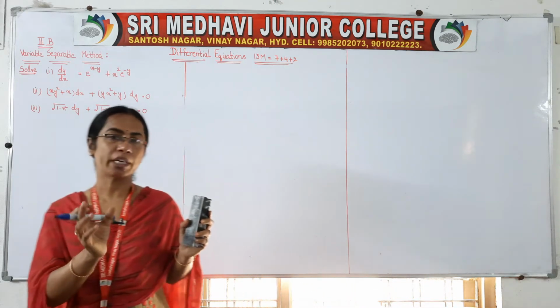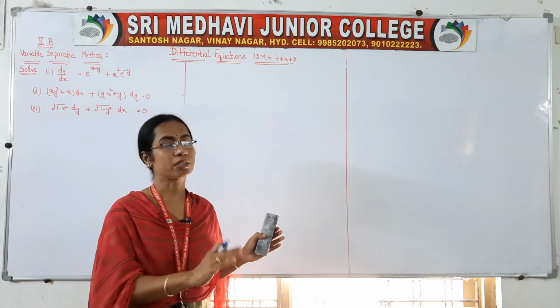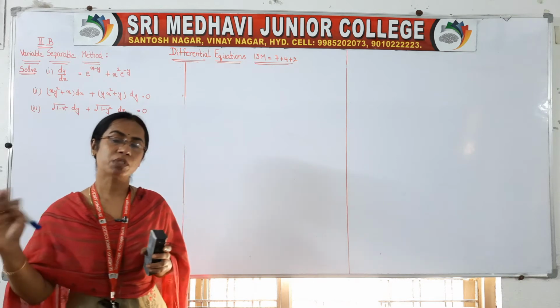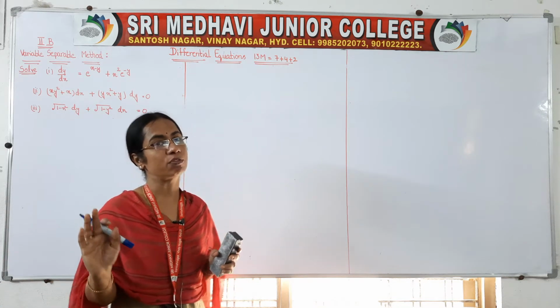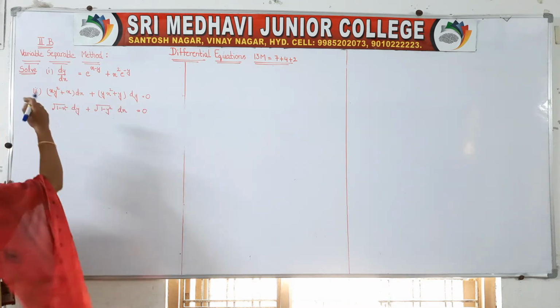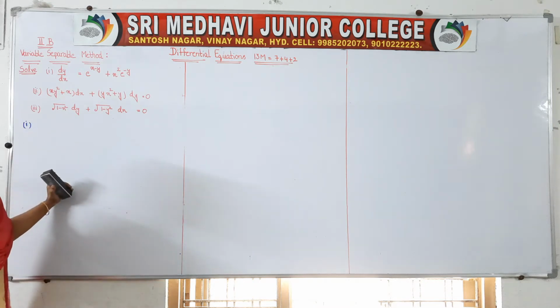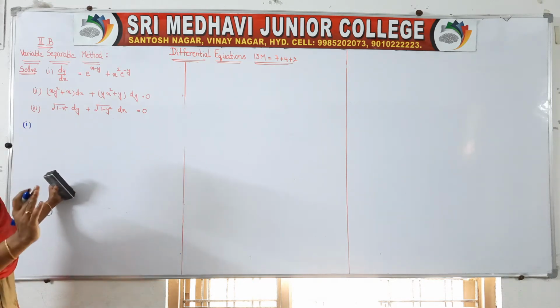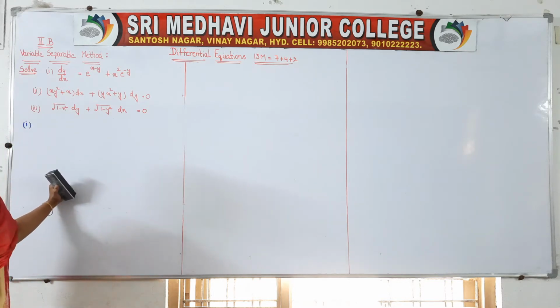In the name only it is there. We have to separate the variables: all the x terms into dx, all the y terms into dy. Once separated, just take the integral for that. So come on, I will show you how we have to separate. Take the first question. Which method are we doing? Variable separable method. We have to separate the variables, all the x variables, all the y variables.